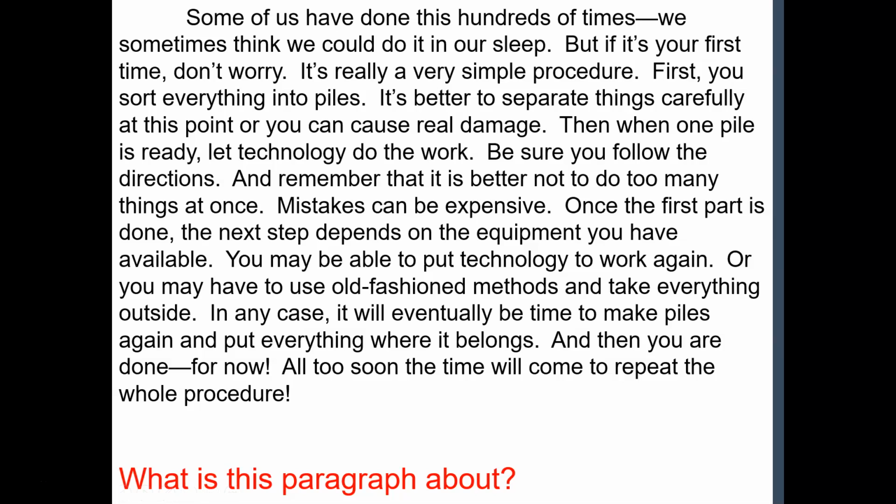When we sort the laundry, we make piles like dark colors, white colors, and we need to separate them or we can cause damage. Okay? We let technology do the work. The technology in this case is the washing machine. We have to follow the directions, not do too many things at once. The next step depends on the equipment. We could use technology again.